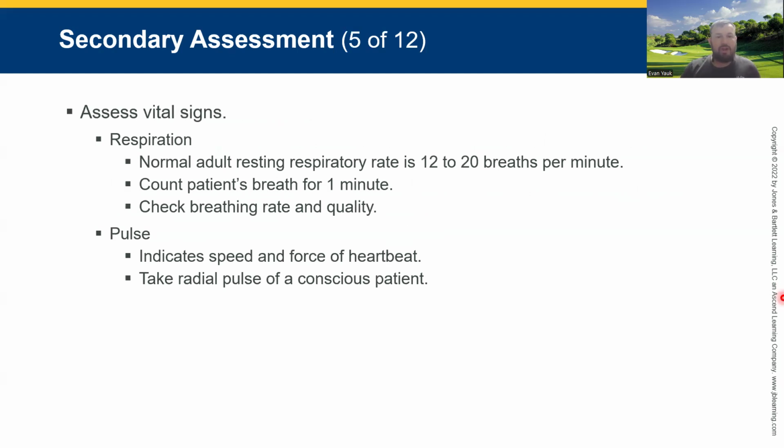Assess vital signs. Respiration. Normal adult resting respiration is 12 to 20. Once again, important numbers. Count the patient's breaths for 1 minute. If you have a full minute, yes, awesome. Check breathing rate and quality. So we want to count the rate. We want to know how many times they're breathing a minute. And quality means, is it good breath? Is the chest rising and falling adequately?